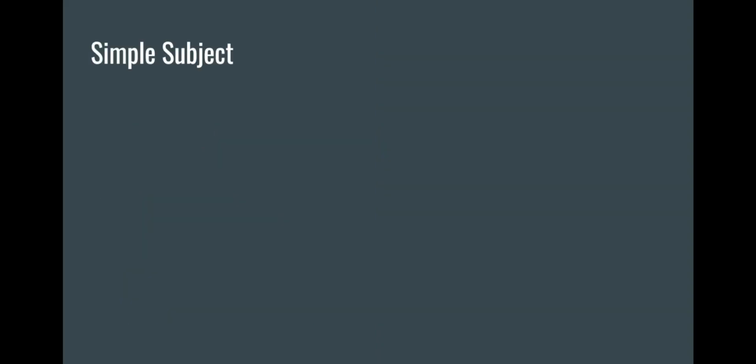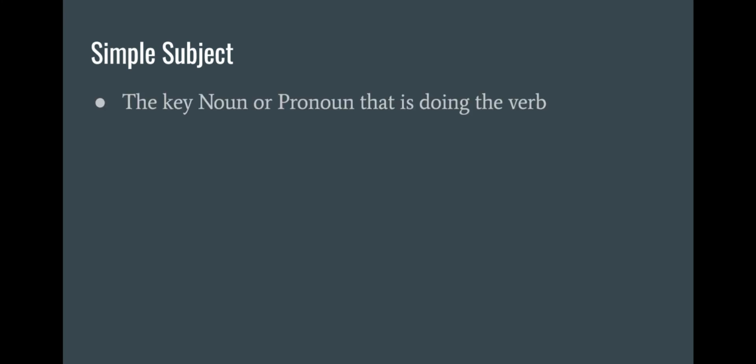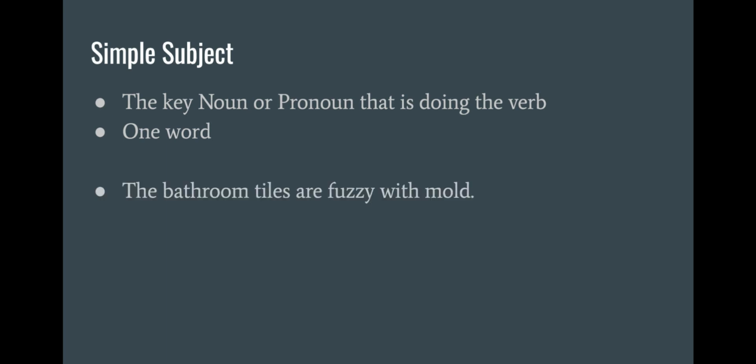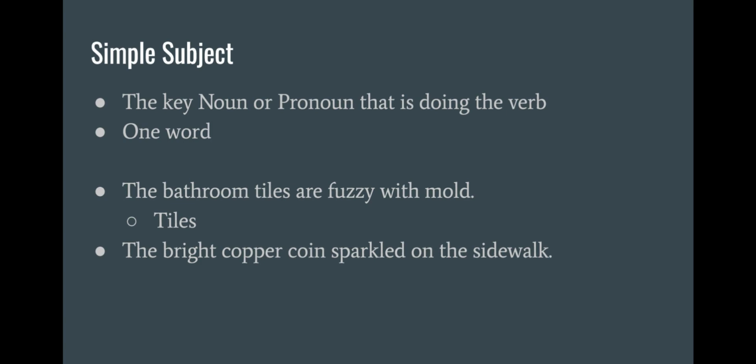Okay. What we've been talking about so far is called the simple subject. The simple subject is the key noun or pronoun that is doing the verb. It's going to be just one word. So when asked for the simple subject, you'll give just one word. Here's a couple examples. The bathroom tiles are fuzzy with mold. What's the one word subject? The one word that is doing the action of being fuzzy with mold? Tiles. The bright copper coin sparkled on the sidewalk. What's the one word that's doing the action of sparkling? Coin. Okay, so that's the simple subject.